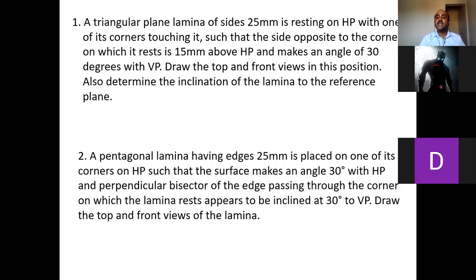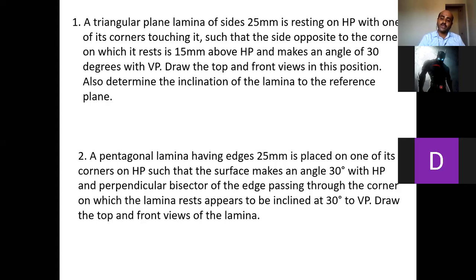And the last point is inclination with respect to VP. Here the side which is opposite to the corner is making an angle of 30 degrees to the VP. So these are the five important things you should observe and note down before you start getting a solution for any problem in engineering drawing. Now we have to draw the top and front views in this position. Also determine, look at the last statement, the inclination of the lamina to the reference plane. This is what is being asked.